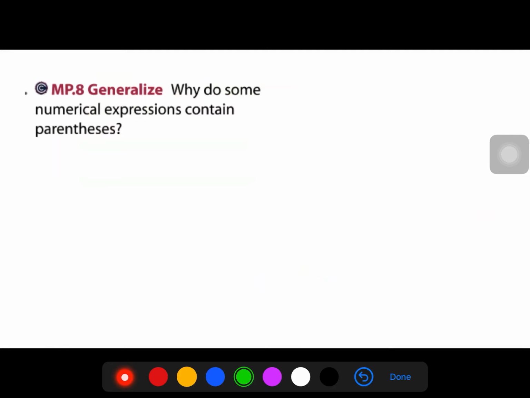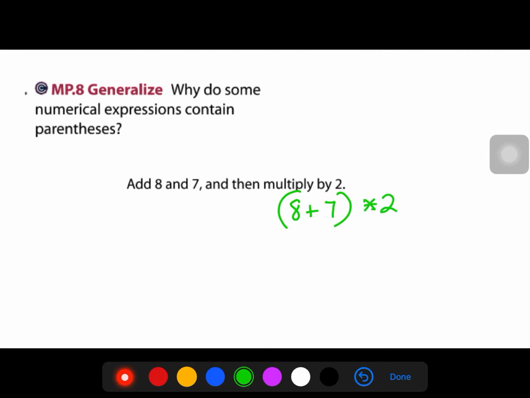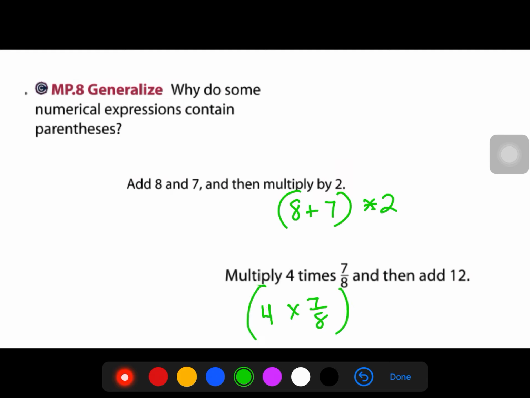Why do some numerical expressions contain parentheses? Yeah, because we want to do those first. You're right. Can you write an expression for this? Right. We're going to add 8 and 7, and so that's going to go in parentheses. We're multiplying by 2. And finally, what if I said to multiply 4 times 7/8 and then add 12?